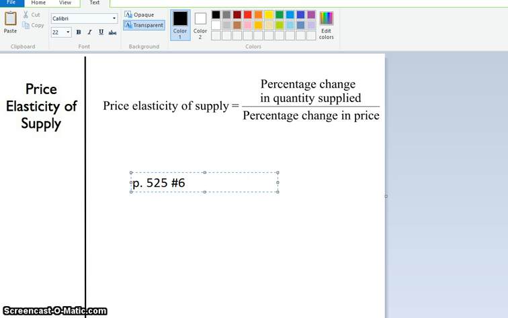Also, this kind of concludes our segment on elasticity. So there is page 3 now. So you should be able to do pages 2 and 3 in your packet. And then after that, we will get on to, I believe, taxation is coming up next.